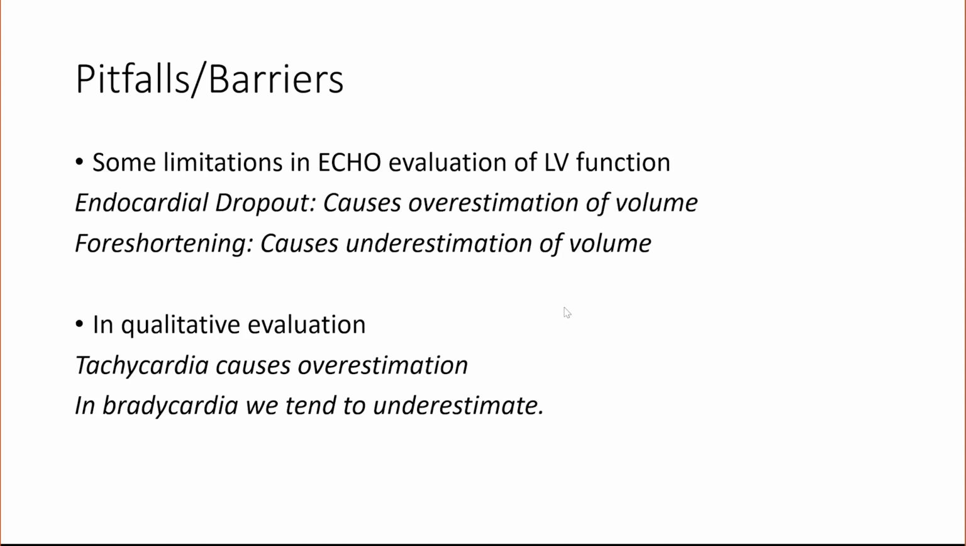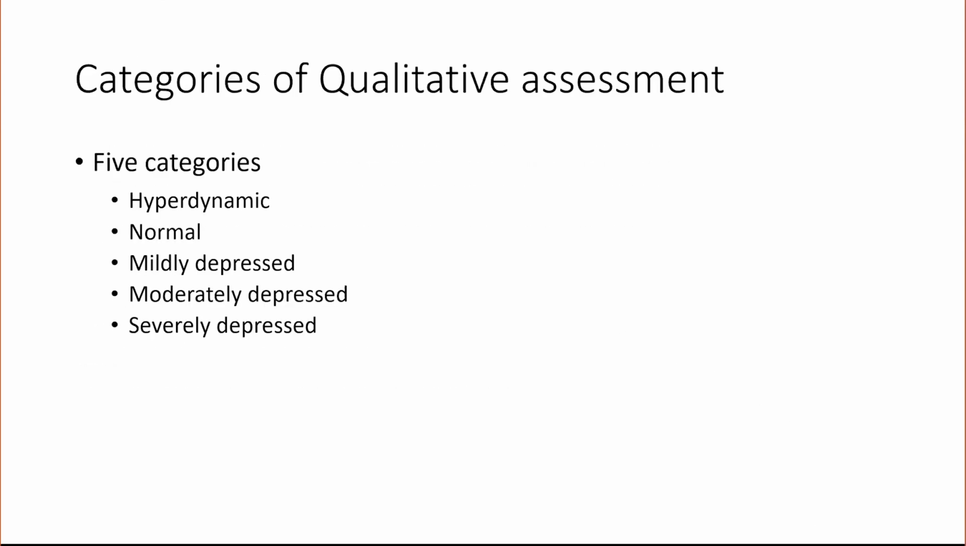As far as qualitative assessment, it's important to know that heart rate can change the impression. It just makes it appear that there is more contractility than there is. So tachycardia causes overestimation. When the heart is beating slow, we tend to underestimate. And valvular regurgitation will make you overestimate. So MR will cause overestimation of contractility or ejection.